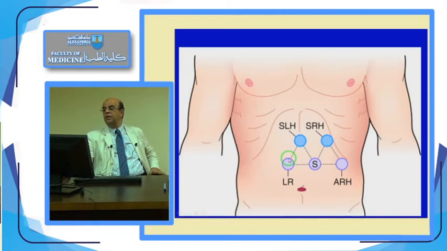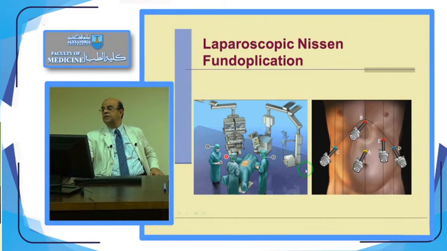So if done laparoscopically, this is done through trocars introduced in the abdomen. This is the disposition of the trocars. This is how the surgeon and the assistant and the helping nurse stand. This is the laparoscopic tower with videos to see what is done inside.